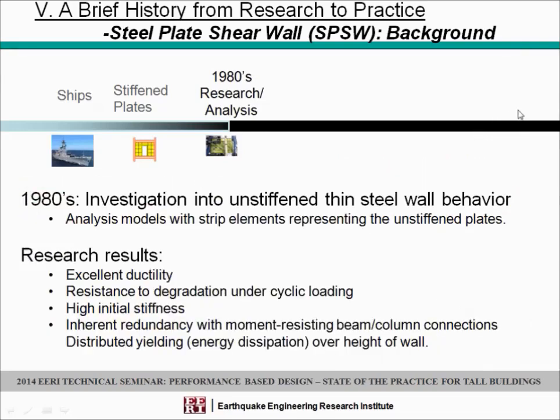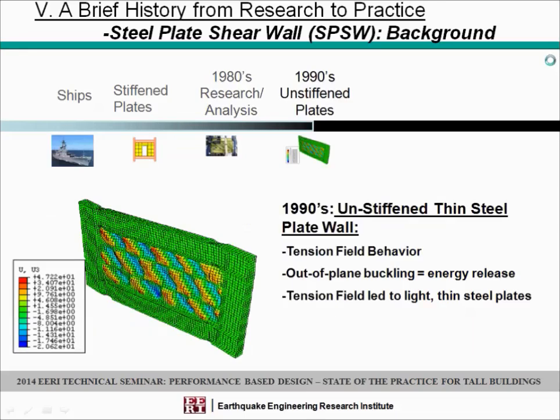Investigations kept on developing into unstiffened steel plate wall behavior, and development of analysis models, which we call the strip elements representing the unstiffened plates. Test results showed excellent ductility, resistance to degradation under cyclic loading, high initial stiffness, especially initial shear stiffness, and at the base, inherent redundancy with moment-resisting frame column connections, distributed yielding and energy dissipation over a considerable part of the height of the building.